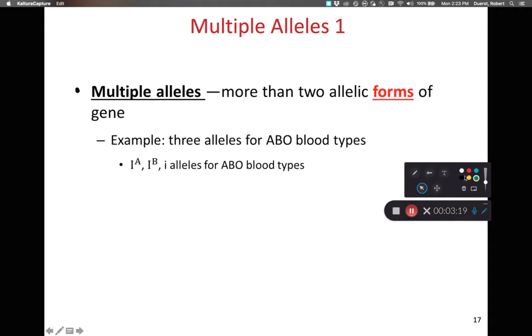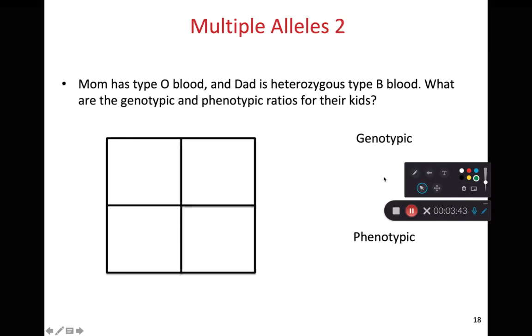The classic example of this is the ABO blood typing, usually abbreviated as I capital A, I capital B, and then a lowercase i. A lot of individuals, though, just like to go A, B, and O when writing out the genotype. And I'll admit, I tend to be more on that end of the spectrum.